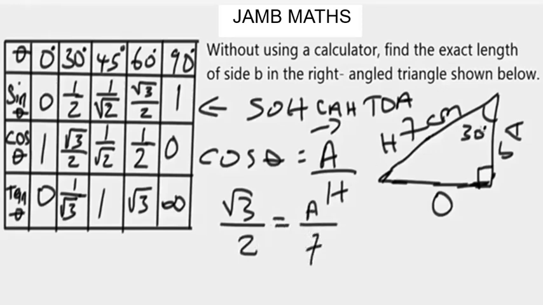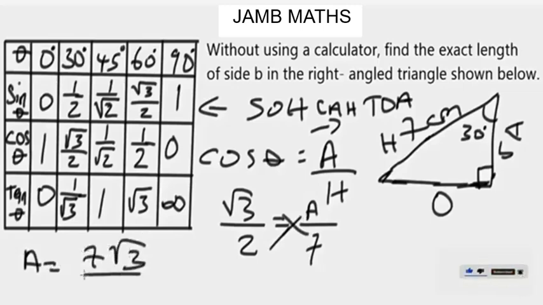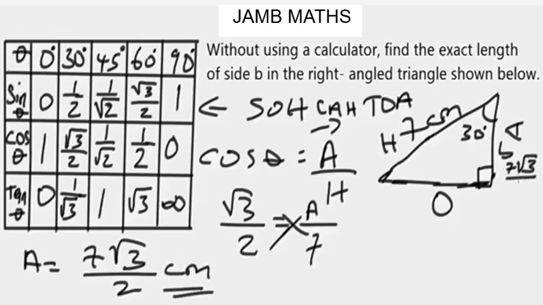Now we're looking for b, that's the adjacent side. When you cross multiply, our adjacent side will be 7 root 3 over 2, because this is 7 times root 3 over 2, and that will be the answer to this question. The unit is cm. So here it will be 7 root 3 over 2 cm. It's as simple as that. This is for this problem.